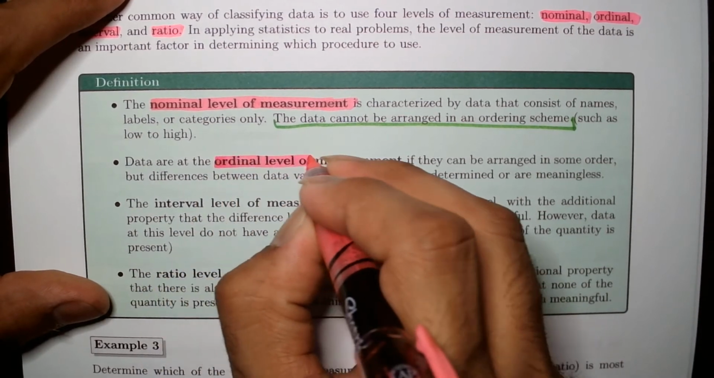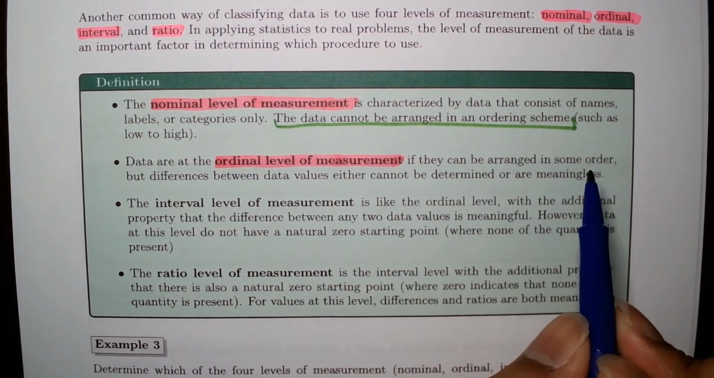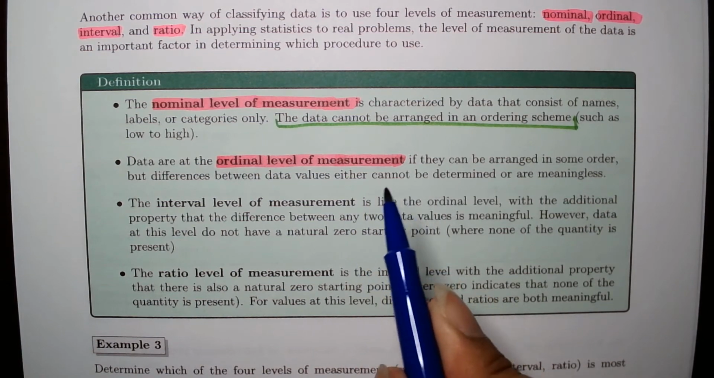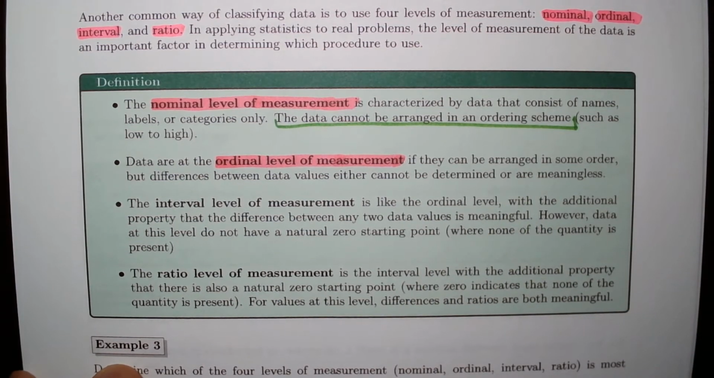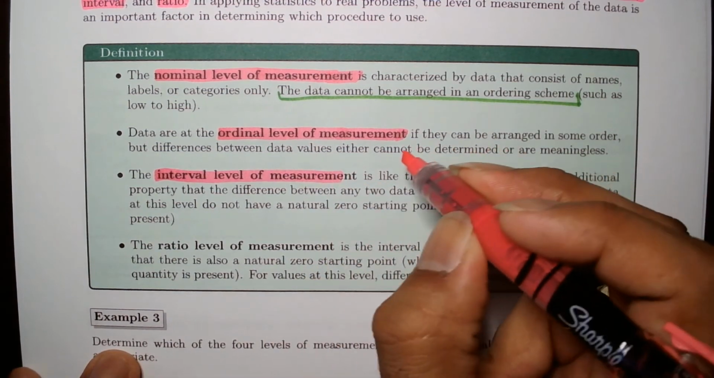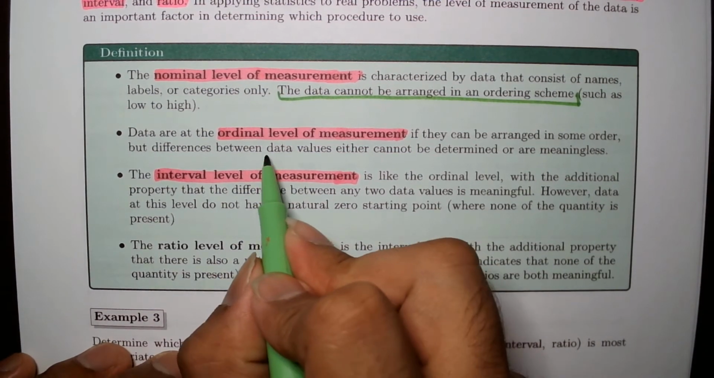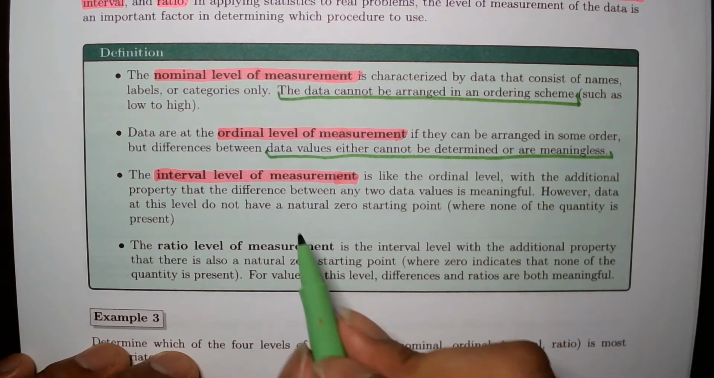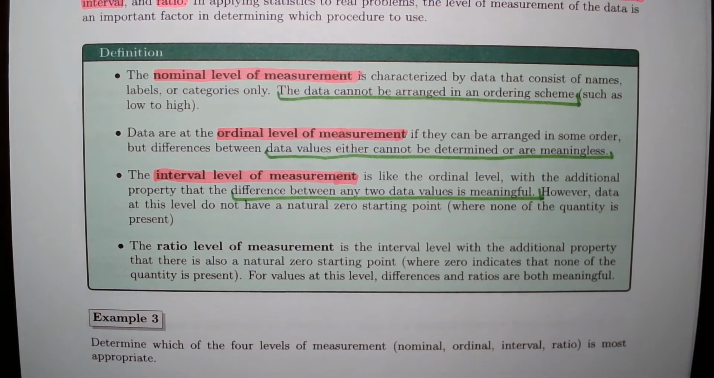As opposed to the ordinal level, in the ordinal level you can actually arrange in order, but in this case we need to be careful because the differences in their data values do not determine anything. We're going to look at examples of each, of course, so this makes more sense. Interval level of measurement. Well, it's similar to the ordinal level. However, in this case, differences between data values are meaningful. Like, for example, temperature. One place is hotter than the other one, or one place is colder than the other one.